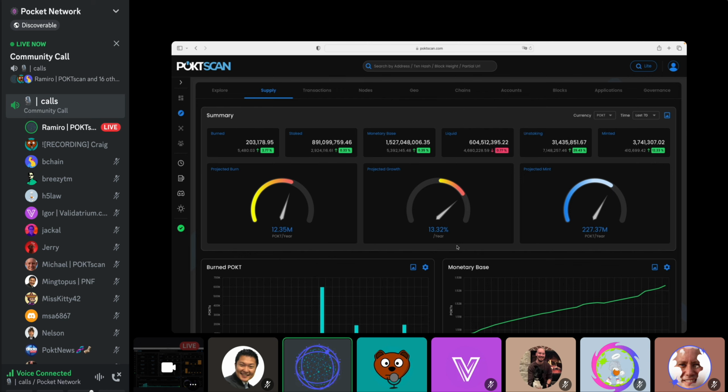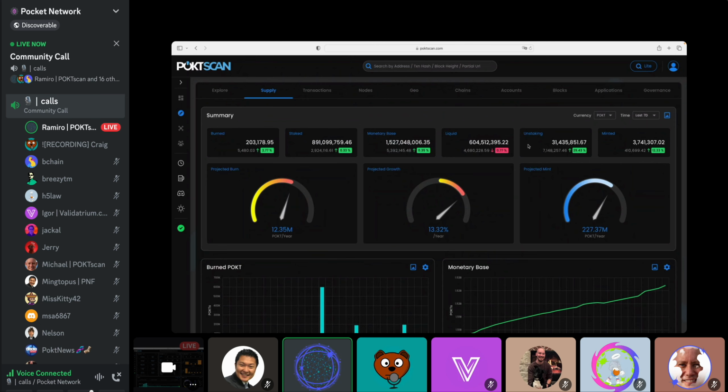This supply page has all the information regarding what you call inflation. That's actually the growth of the monetary base, all the minting and all the burning that's going on in the Pocket network. It's inspired by ultrasound.money. So we try to show the same information that they have there, but there are some differences because ETH and Pocket are not the same, but we aim to show almost the same information.